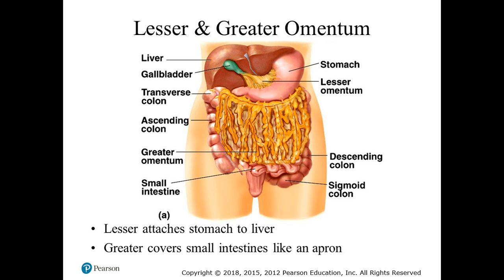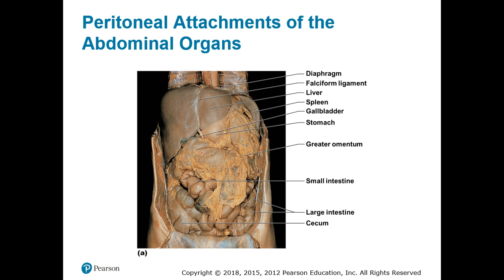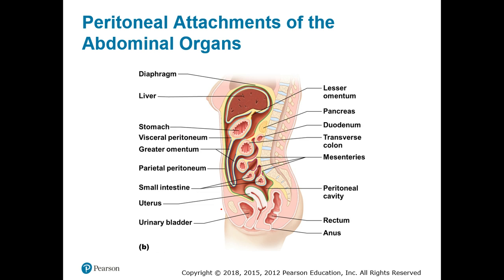So I took this picture off the internet because it gave a better picture than your book. Here's your lesser omentum. It takes your lesser curvature of your stomach and connects it up here to your liver. Your greater omentum covers all of your organs in your abdominal pelvic cavity, and it kind of forms like an apron, and yes, it is a yellow color like that. So here's an actual picture of the yellow covering of it because it's made up of a lot of fat.